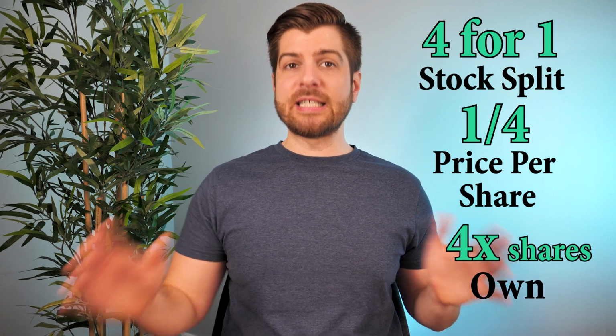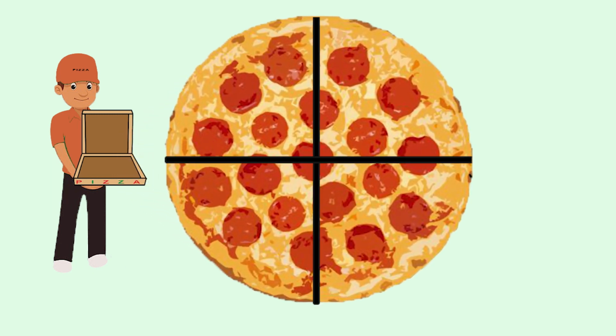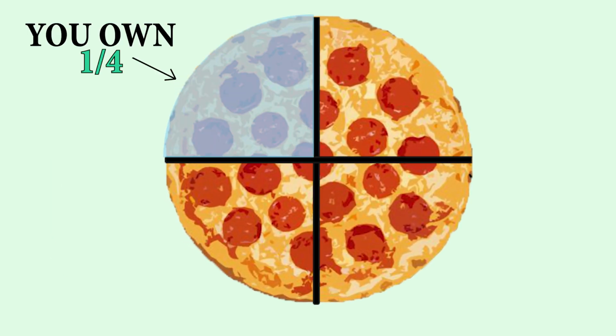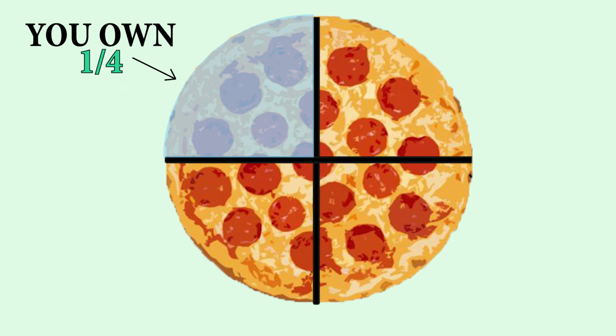Think of it like this. It's the same as if you and 3 other friends ordered a pizza, and so therefore you each own 1/4 of the pizza. A 4-for-1 stock split would be no different than splitting up the pizza into 16 equal slices, and now instead of owning 1/4 of the pizza, you now own 4/16 of the pizza, but at the end of the day, you still own the exact same amount of pizza.